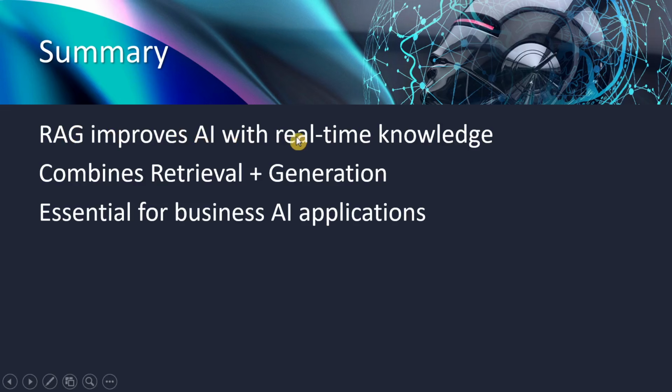Summary: RAG improves AI with real-time knowledge, combines retrieval plus generation, and is essential for business AI applications. Okay, so we have seen RAG improves AI with real-time knowledge. Okay, when we have access to the internal data source, it will be able to provide the real-time knowledge, and then it combines retrieval, and then it generates. Okay, and essential for business AI applications.